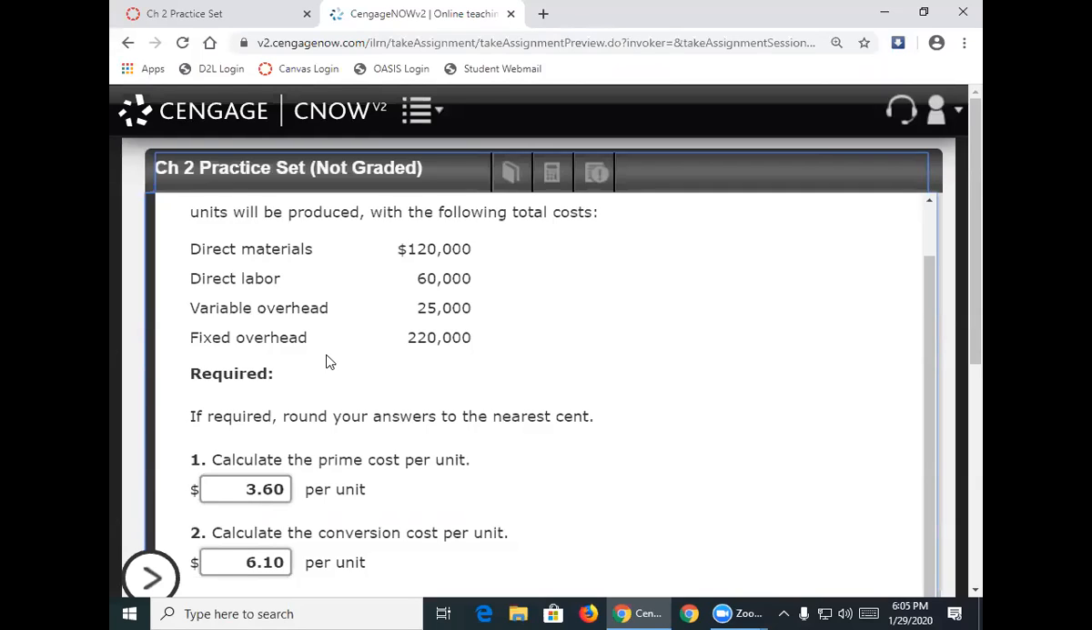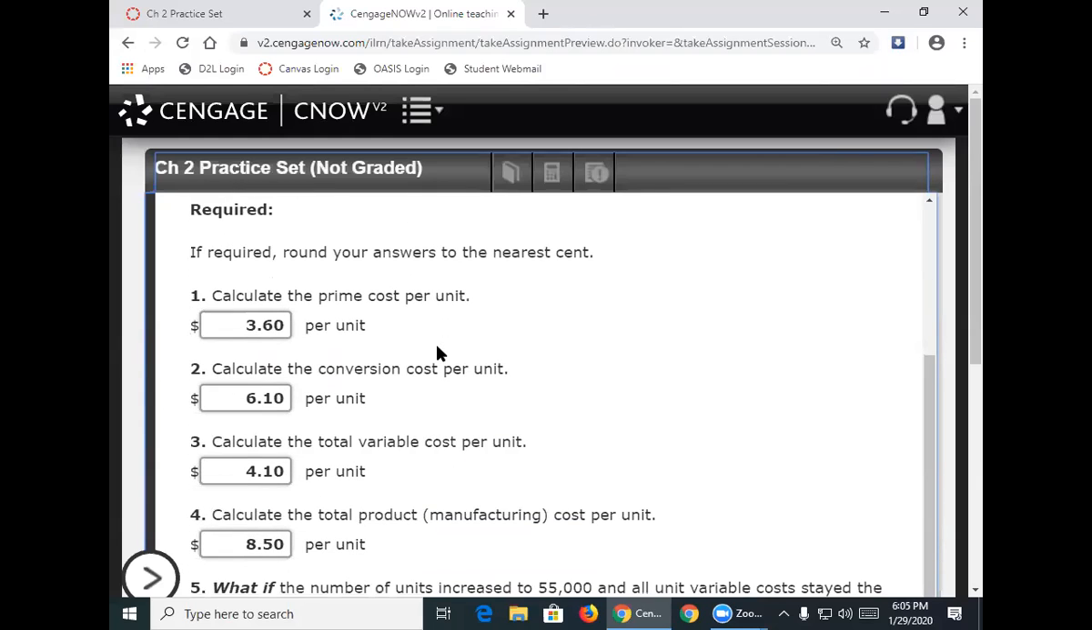So I get a fixed overhead of $4 per unit, and then I add in my variable cost per unit of 410, and I get the same answer.